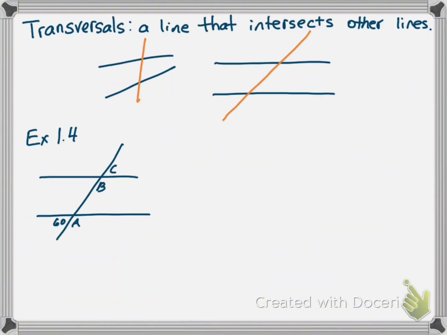Remember that a transversal is a line that intersects some other lines. So in these drawings, the orange line would be the transversal. Okay, now notice that in this one here, it's just any random lines. But in this one, they are parallel lines. So the transversal is cutting two parallel lines. And when that happens, that's very important because we can work with the angles.